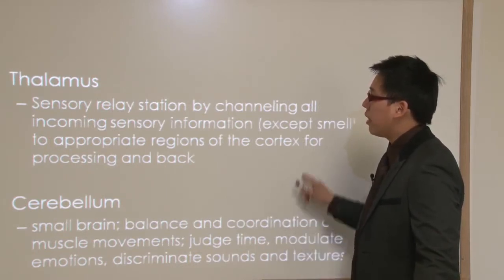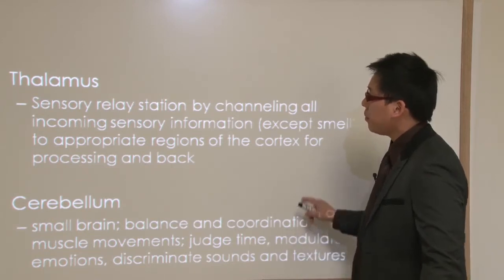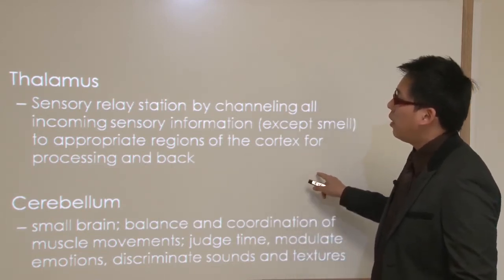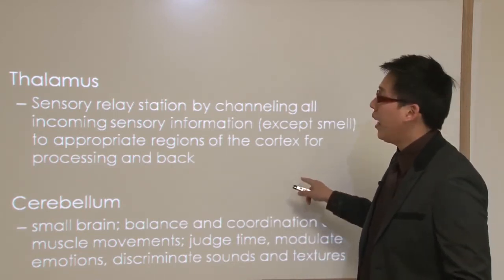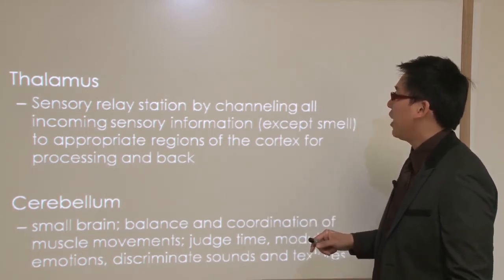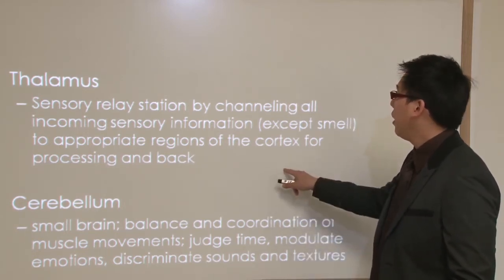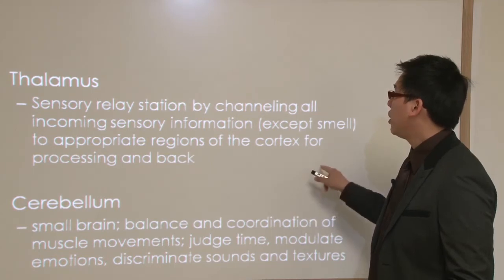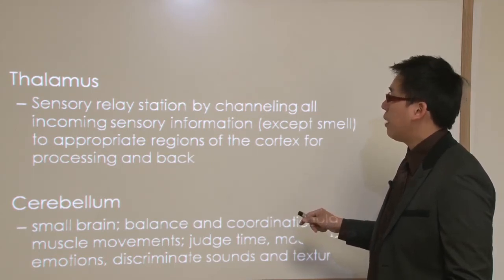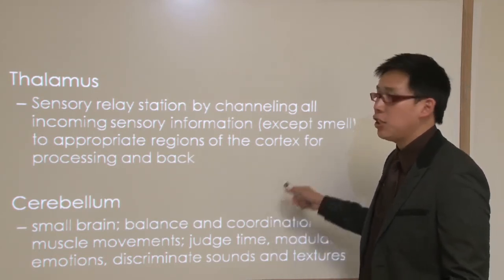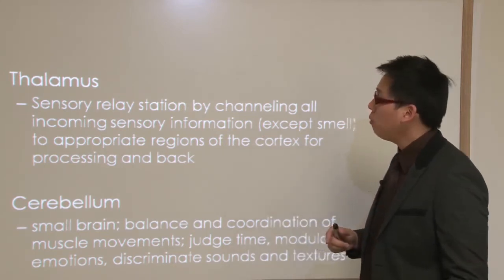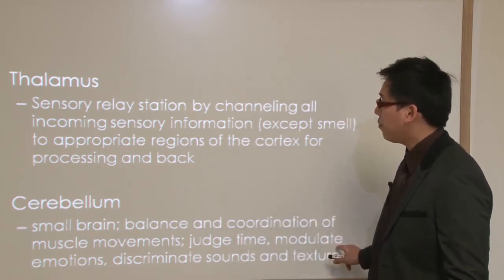There are two more parts: the thalamus and the cerebellum. The thalamus, which we heard of earlier when we talked about the glands, is a sensory relay station, channeling all the incoming sensory information, except smell, to the appropriate regions of the cortex for processing and back. It's like a train station that directs where the impulses should go and processes them back.